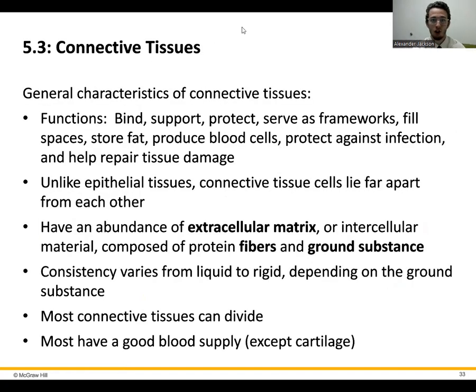Now let's get into connective tissues. Hopefully I can continue going pretty quick. This is just supposed to be a really good overview of all the different types.